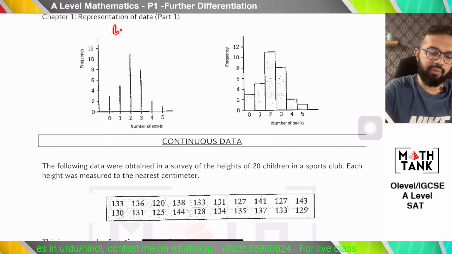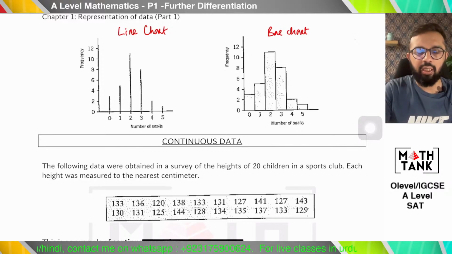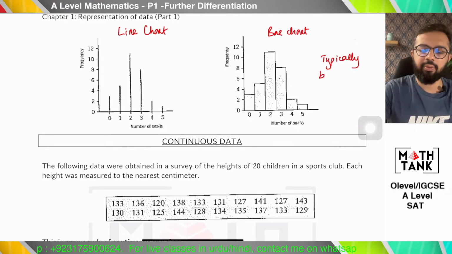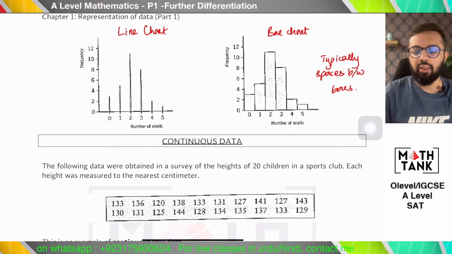So this is an example of a line chart, and this is a bar chart. सही है। आपने बार चार्ट्स पहले भी देखे हैं। बार चार्ट्स में एक प्राइमरी फीचर होता है that is not visible on this diagram. Bar charts typically have spaces between bars. It's not necessary, typically spaces between bars. It's important to understand that, that's the primary distinguishing factor between a bar chart and a histogram.